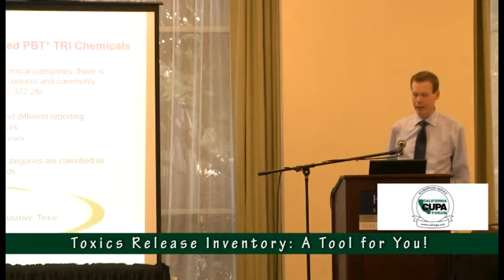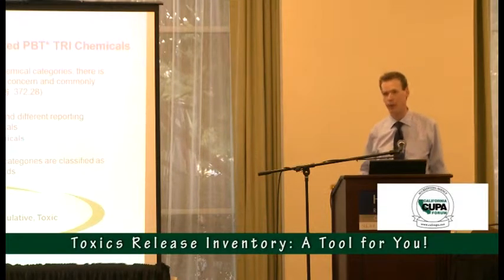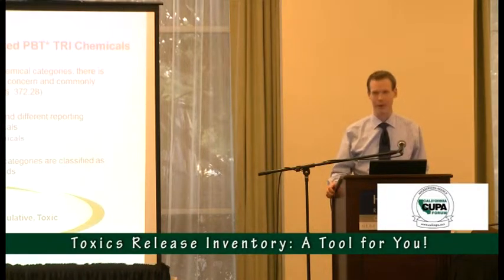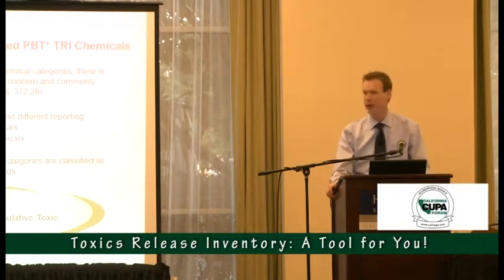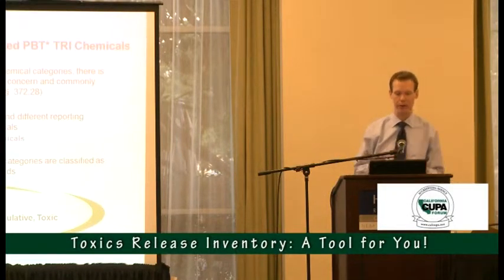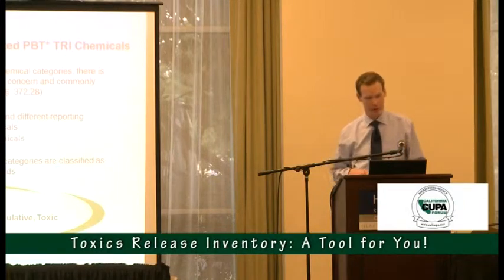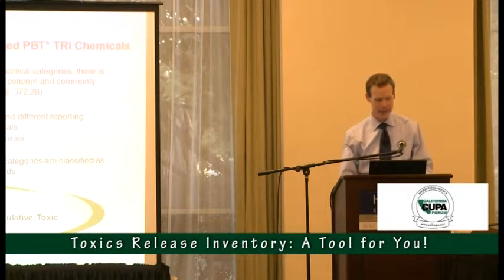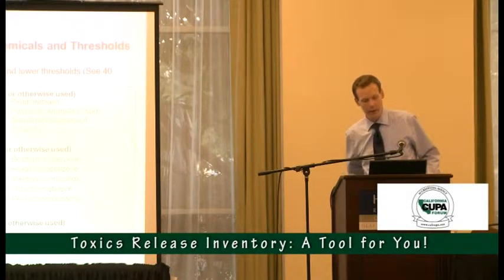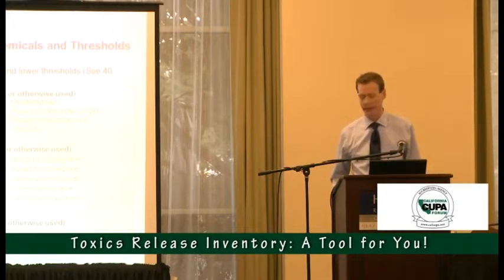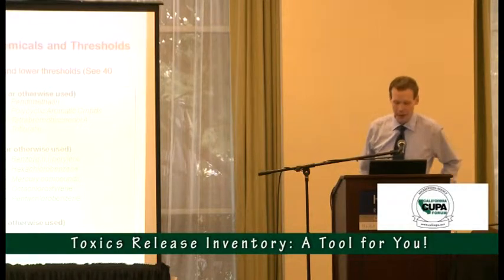For the PBT chemicals, there's a smaller subset, and these have a different and lower threshold. Because these are thought to be more toxic, perhaps more dangerous, there are lower thresholds, which makes it more likely that facilities would be required to report for these chemicals. Right now, I think it's 20 chemicals and 20 chemical compounds that are defined as PBTs. So here's a list of our PBT chemicals that are subject to separate and lower thresholds.